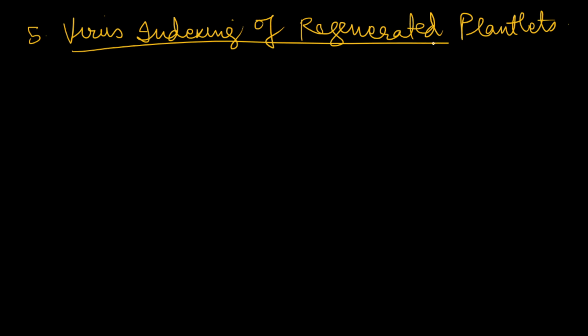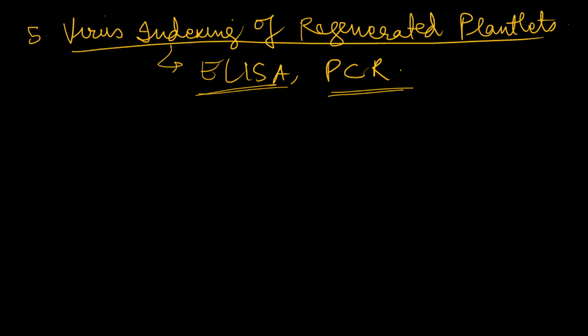Virus indexing of regenerated plantlets. Each regenerated plantlet is tested again for virus presence using ELISA or PCR. After the propagation, we again test using ELISA, PCR. All the plantlets should be tested to be virus free, and only those plants which show negative on this test, the index negative plantlets, are selected.